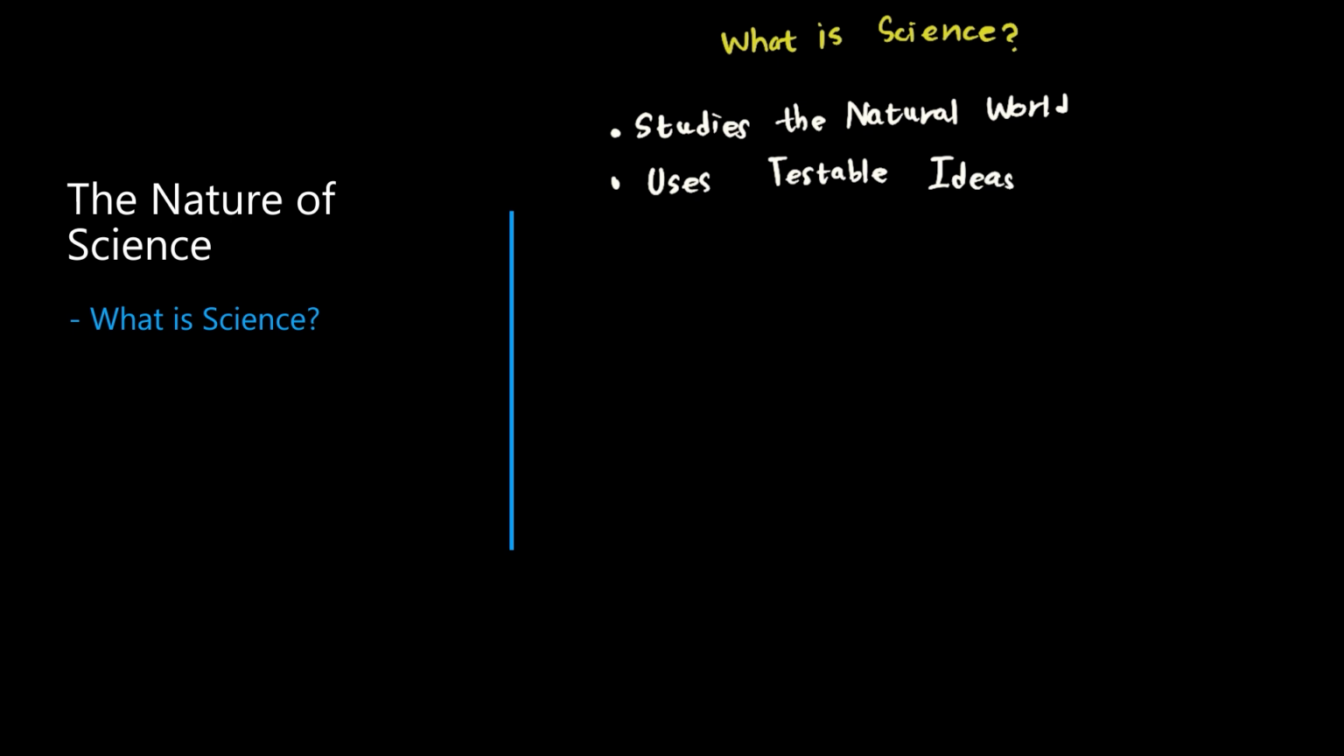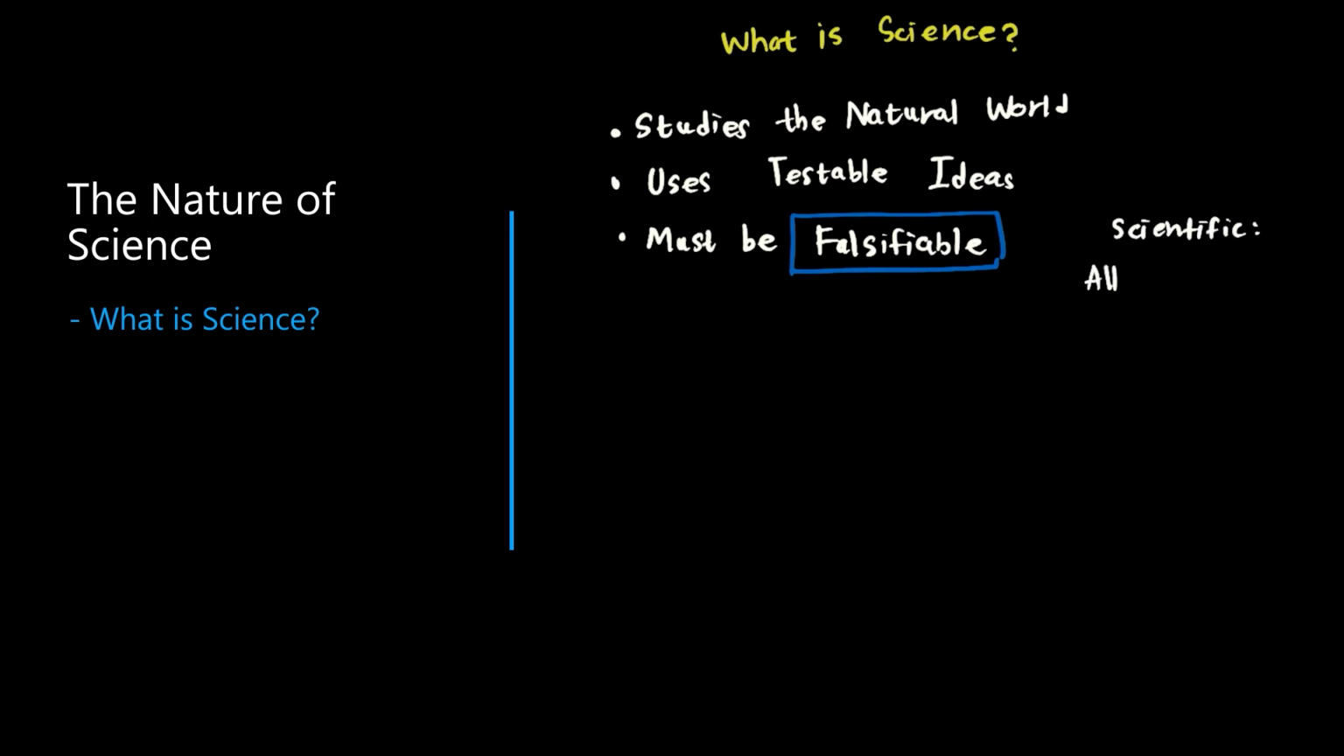At its core, science studies the natural world. It uses ideas that can be tested through observation and experimentation. This is a crucial point. A scientific idea must be falsifiable, meaning there has to be some conceivable experiment or observation that could prove it wrong. For example, the statement, "All rocks fall when dropped," is scientific because we can test it. If we dropped a rock and it floated upwards, the statement would be proven false.